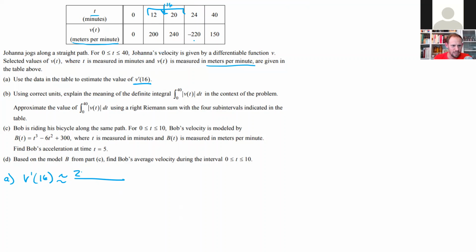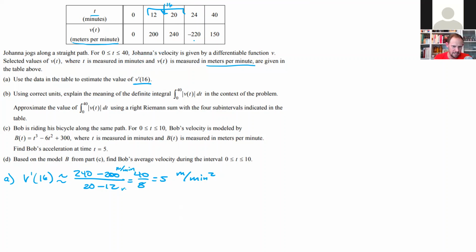So we get 240 minus 200 over 20 minus 12. So that's 40 over 8. That looks like 5. It's the rate of change in the meters per minute. So this would be meters per minute squared, if you want, since this was meters per minute on top.